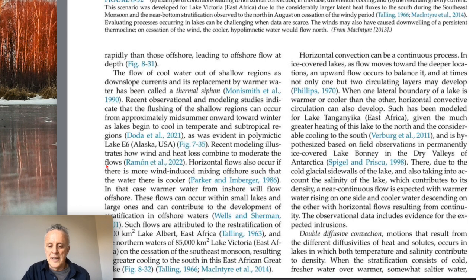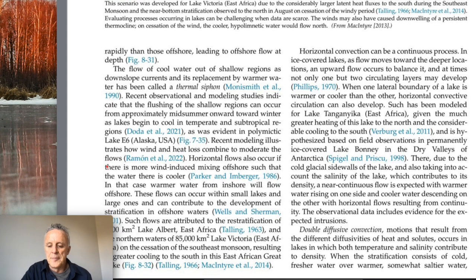There, due to the cold glacial sidewalls of the lake and also taking into account the salinity of the lake, which contributes to its density, a near continuous flow is expected, with warmer water rising on one side and cooler water descending on the other, with horizontal flows resulting from continuity. The observational data includes evidence for the expected intrusions.